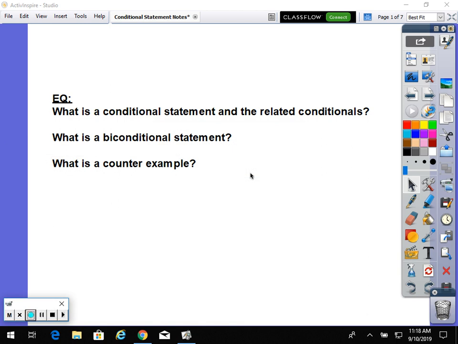Okay, this video is going to be about conditional statements. We have 3 EQs for this video. What is a conditional statement and the related conditionals? What is a biconditional statement? And what is a counterexample?